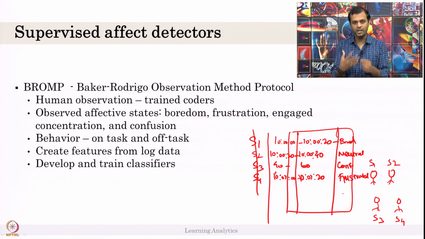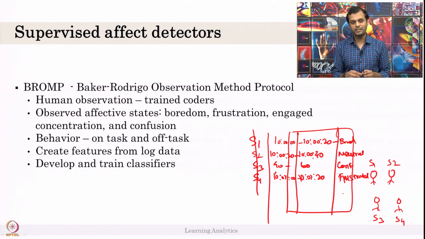The observers got trained and they can go independently and start collecting data from the students. The observed affective states can be different, whatever emotion you want. Now we can use the learner-centric emotions like boredom, frustration, engaged concentration, confusion, all these things.